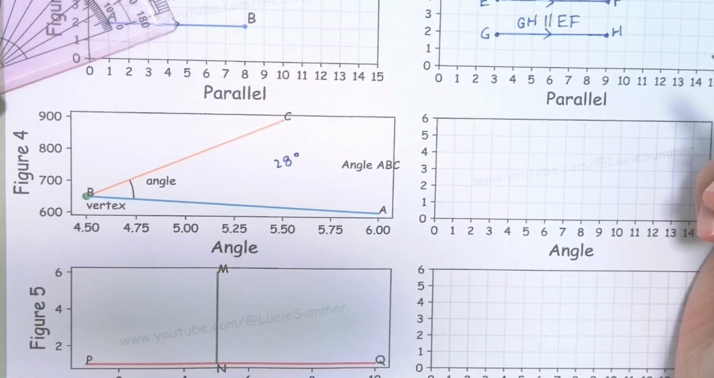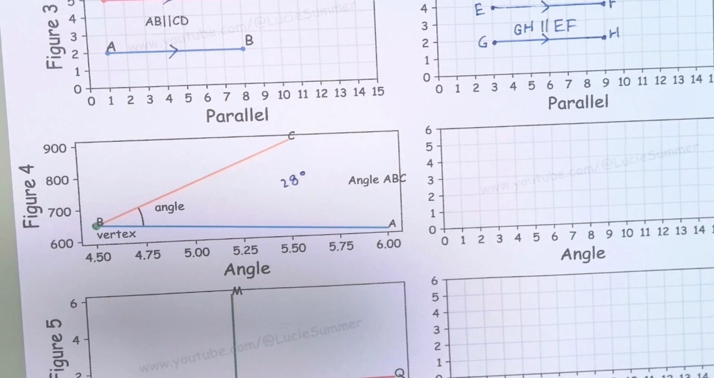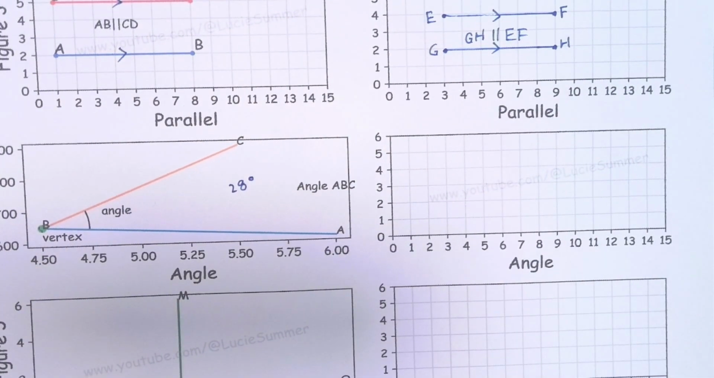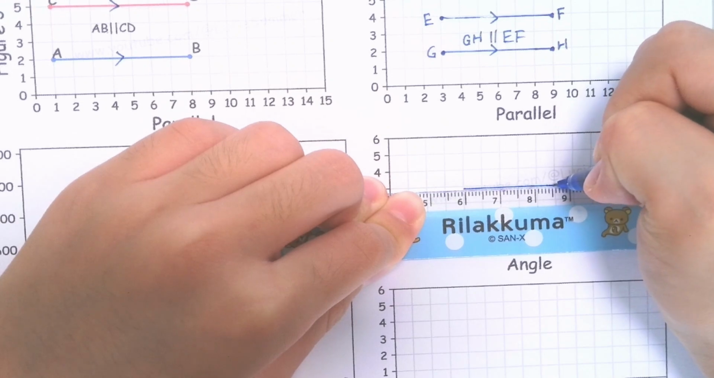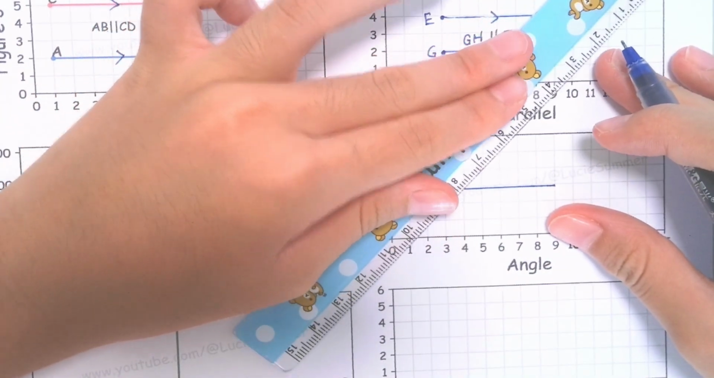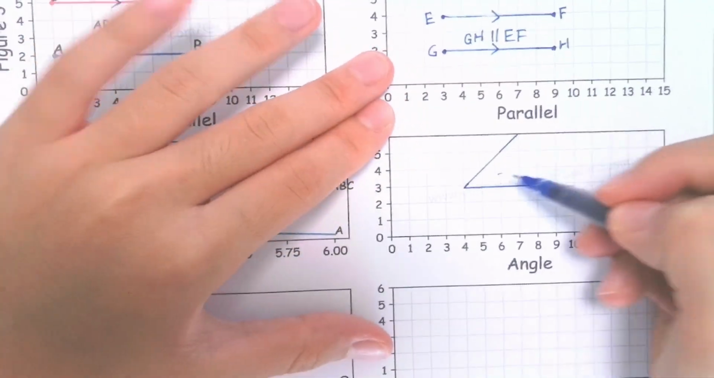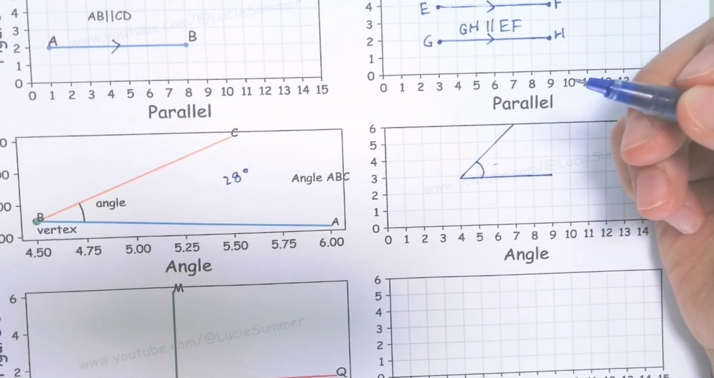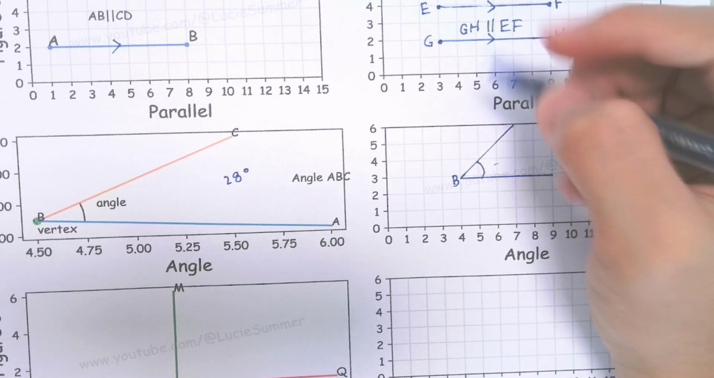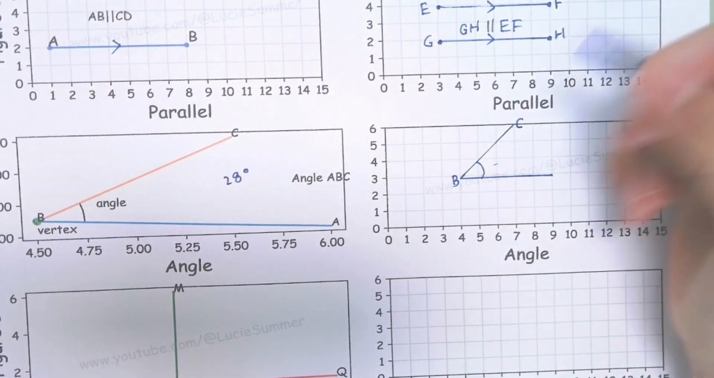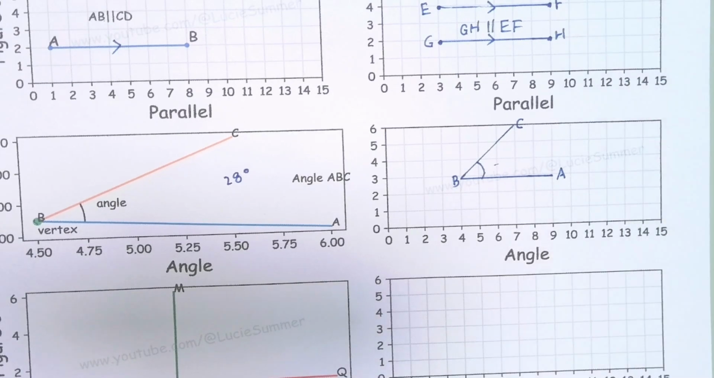Now I'm going to draw a random angle and measure it again. You'll need just a normal ruler for drawing a random angle. Like this. First, let's label the points. The vertex is going to be point B. One of the arms is going to be point C, and the other arm is going to be point A. Now, let's measure the angle.